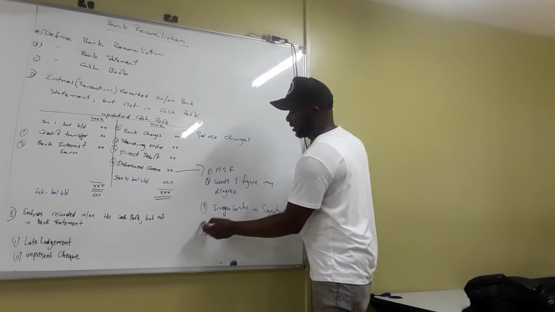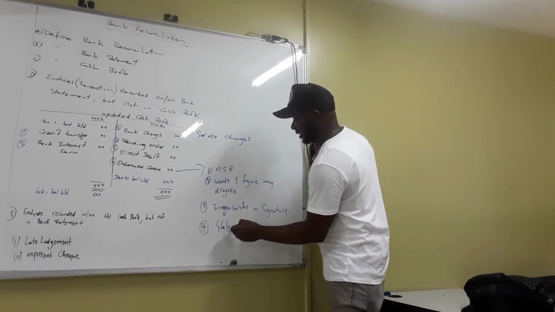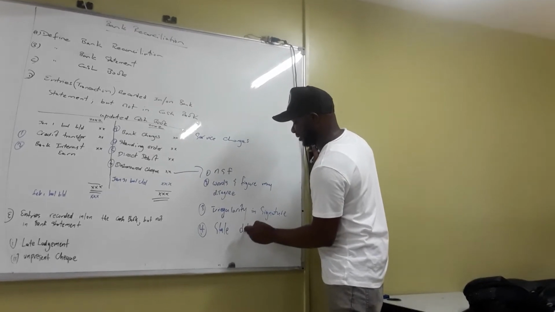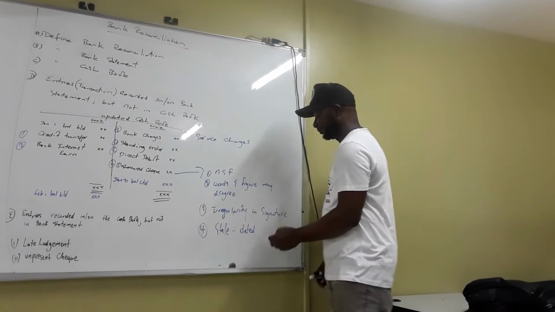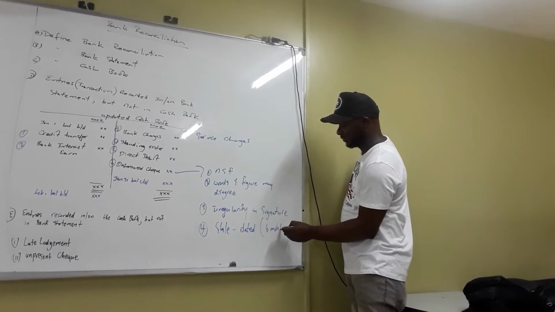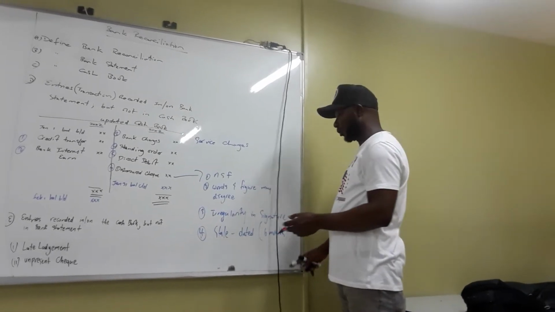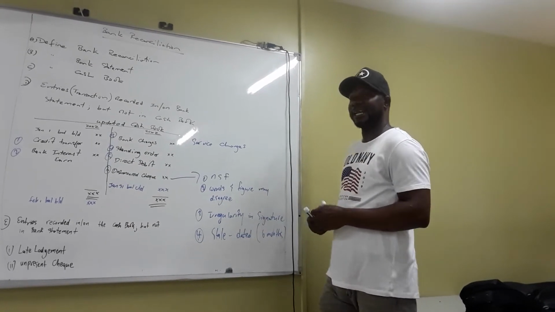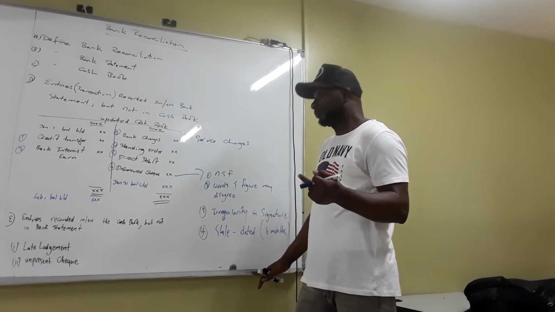Fourth of which could have been that the check has been stale dated. Now a check has a lifespan of what we call 6 months. It therefore means that the check is valid 6 months from the date that the check has been written. In other words, 6 months from the date that is on the check.